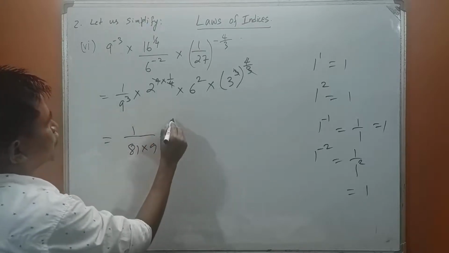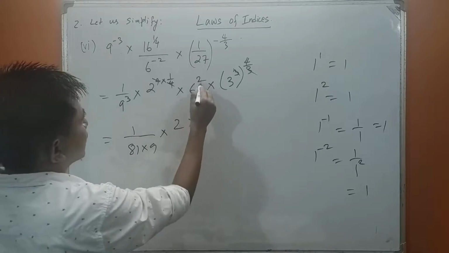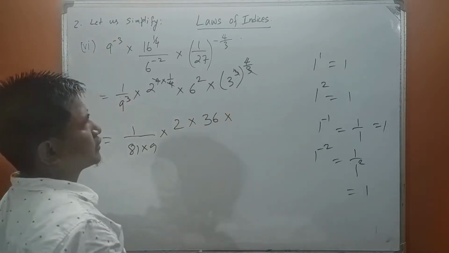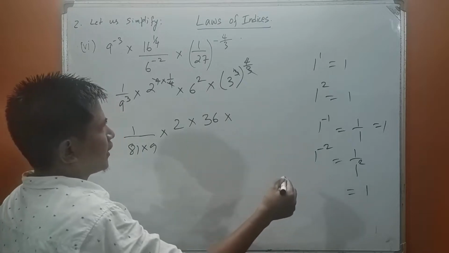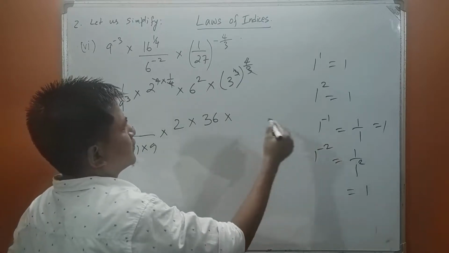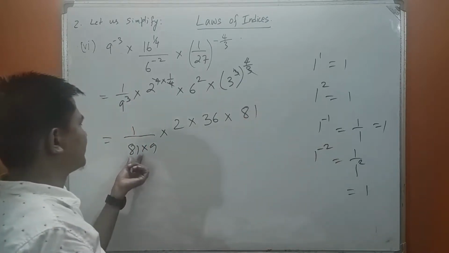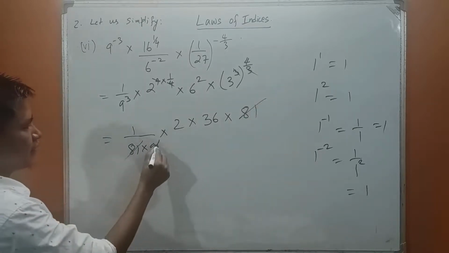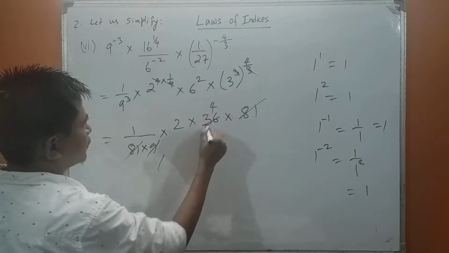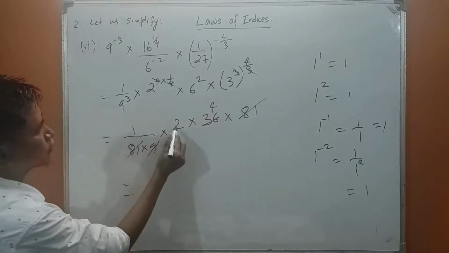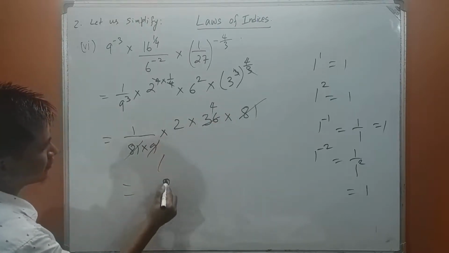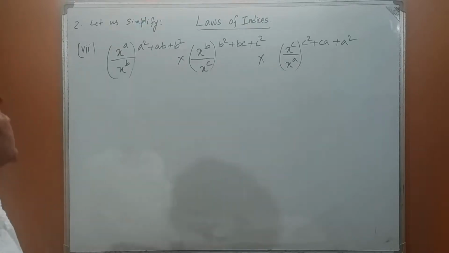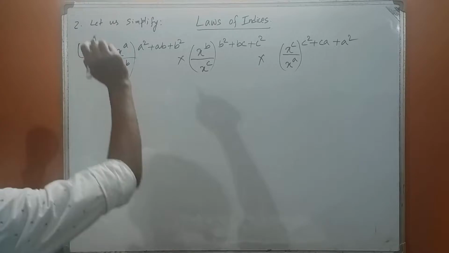Into, this is 2, into 6 square is 36, into 3 to the power 4 means 81, isn't it? 3 into 3, 9. 3 into 3, 9. 9 nines are 81. That is why I didn't multiply here. This 81 and this 81 can be cancelled. 9 ones are 9, 9 fours are 36. So this gives us 1 into 2 is 2, 2 into 4 is 8. I have got this. Question number 7 of 2, okay?